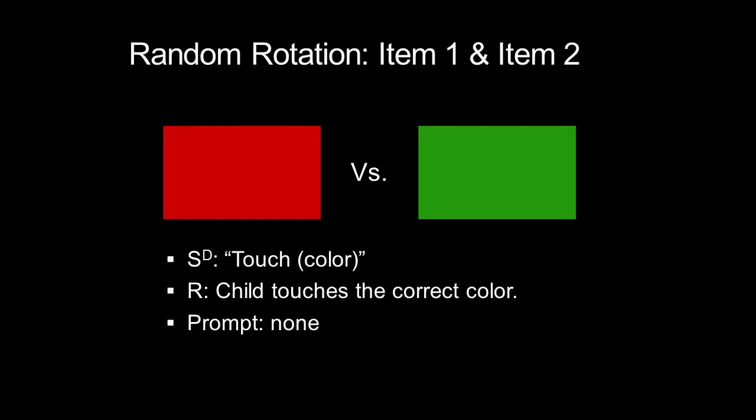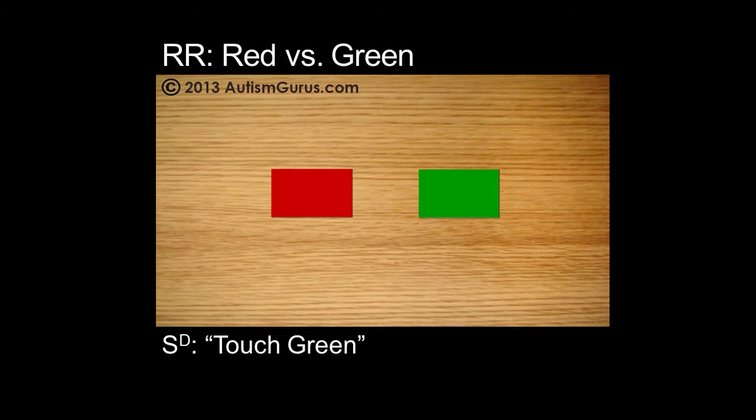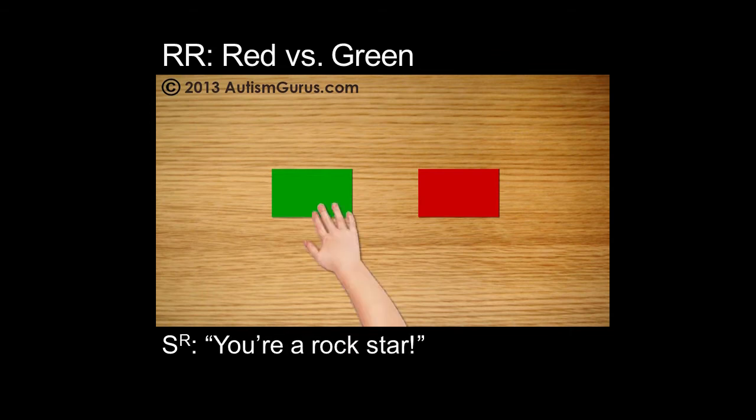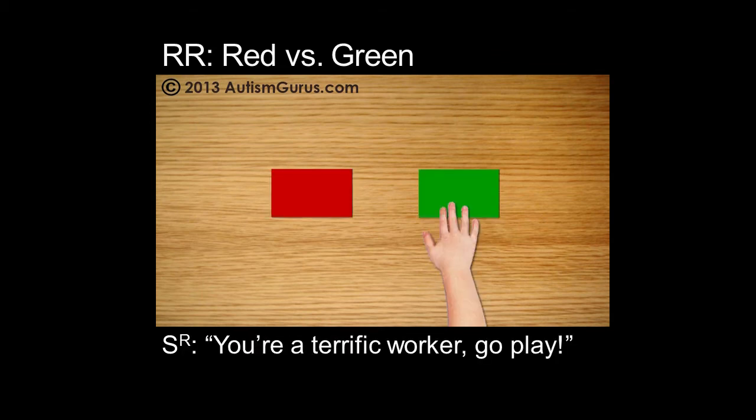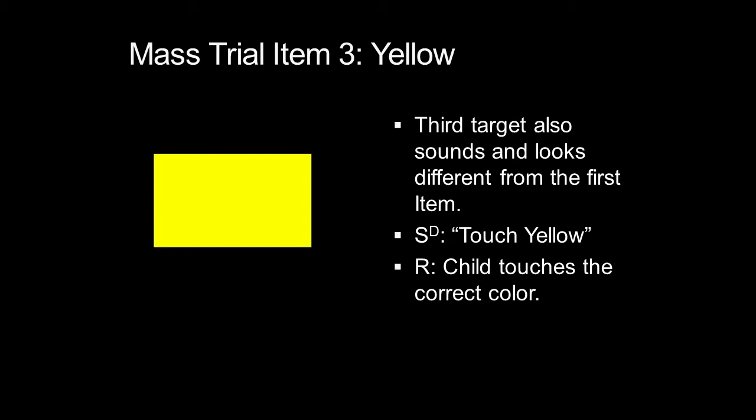Recall to master an item, we need to be at 80% or above across 2 consecutive drills with 2 different instructors. So let's repeat the random rotation with red and green. Touch green. You're amazing. Touch red. Super work. Touch green. You're a rock star. Touch red. That's the ticket. Touch green. You're a terrific worker. Go play.